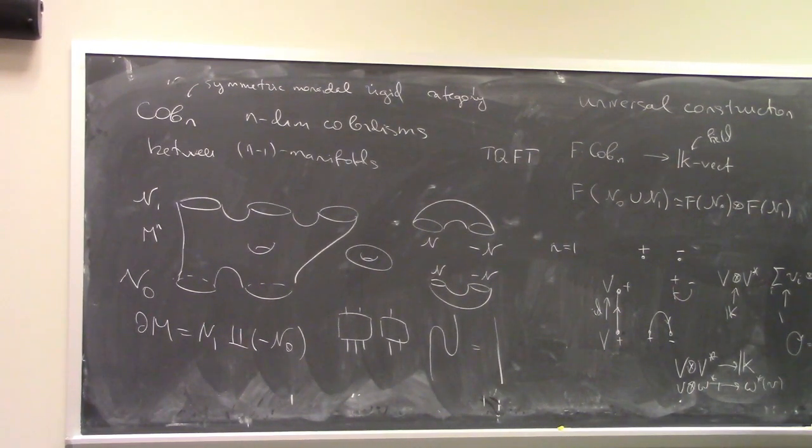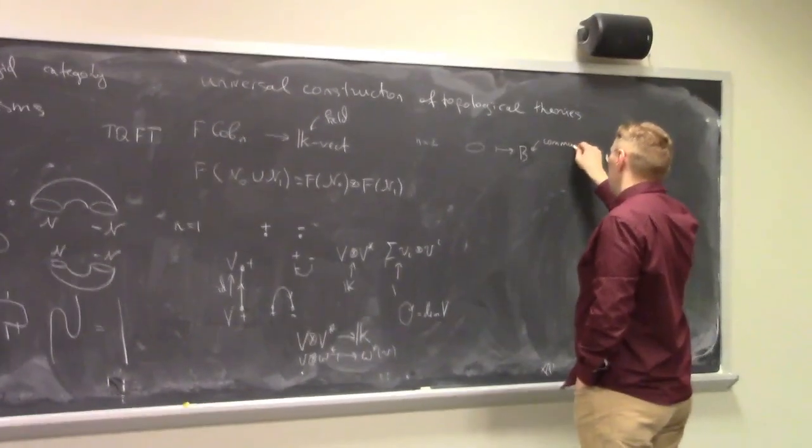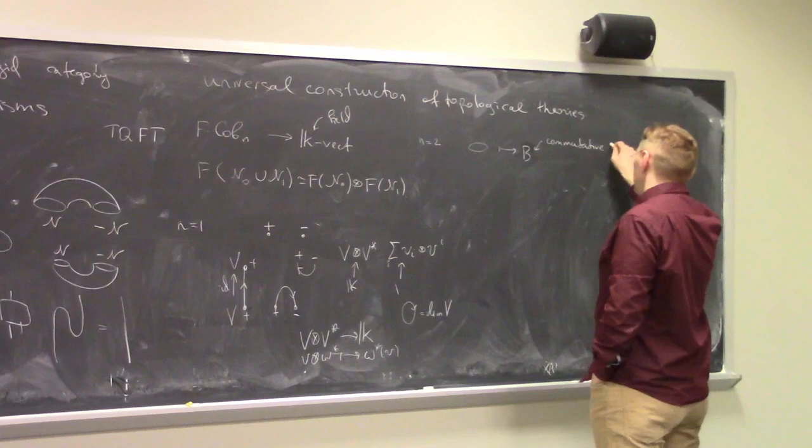And then I won't go into detail, but I'll just say that in n equal to 2, if you go one dimension up, you need more structure. A circle will go to B, which turns out to be, must be, a commutative Frobenius algebra.